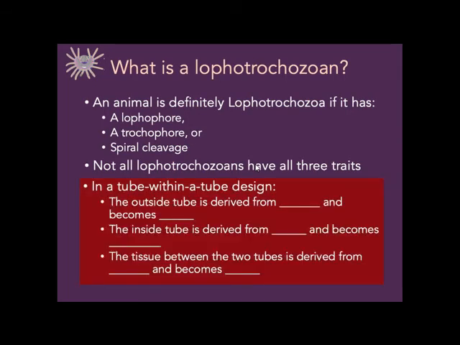Okay, do you remember what a tube within a tube design referred to? We talked about how lots of organisms are basically a tube within a tube. So the outside tube is derived from what? Ectoderm! Yeah, so what's that become? Like the skin and the nervous system. Yeah? And what's the inside tube derived from? Endoderm! And what does that become? That becomes your guts! Yeah. And then the tissue between the two tubes is derived from what? Mesoderm! Yeah, and what's that become? All your organs and gooey stuff. Okay.